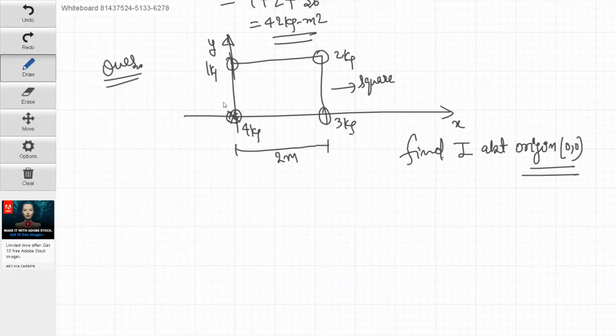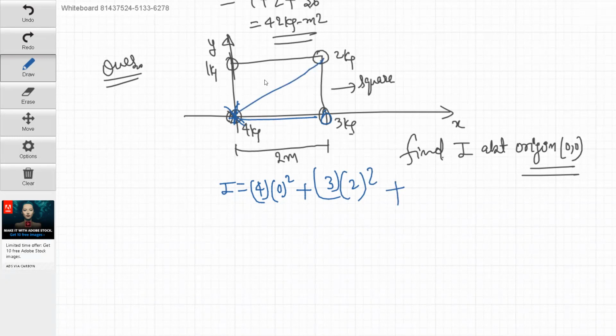So what will be the moment of inertia? About this point, the moment of inertia of the 4 kg will be 0 because 4 into 0 square, because the distance of 4 kg from this point is 0, and the distance of 3 kg from this point is 2. So that is equal to 3 into 2 square, plus this distance is 2 root 2, so the moment of inertia of 2 kg is 2 into (2 root 2) square, plus the moment of inertia of 1 kg is 1 into 2 square.